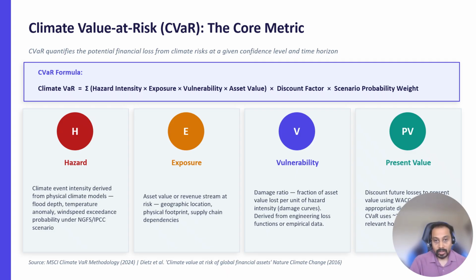And the fourth component, which is also very important, is the present value discount. Future climate losses need to be discounted to today to be comparable with current financial metrics. For example, MSCI uses about 3.5 percent as the discount rate for the long-term CVaR calculations to 2100. If you use your company's weighted average cost of capital instead, which might be 10% or higher, you will significantly undervalue long-term physical risk.